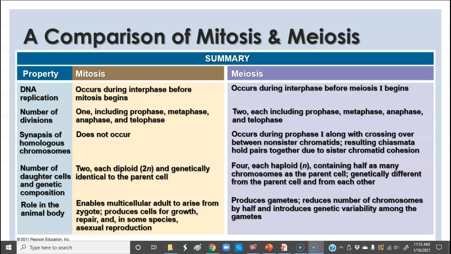I like this table really well, which compares mitosis and meiosis so that you can see what happens in the different ones, how many divisions, how they compare to each other, that you have diploid cells or haploid cells, and so forth. And so this is a really nice summary chart that summarizes the similarities and differences between mitosis and meiosis. It's really easy to get confused here, so pay close attention to the big differences there.